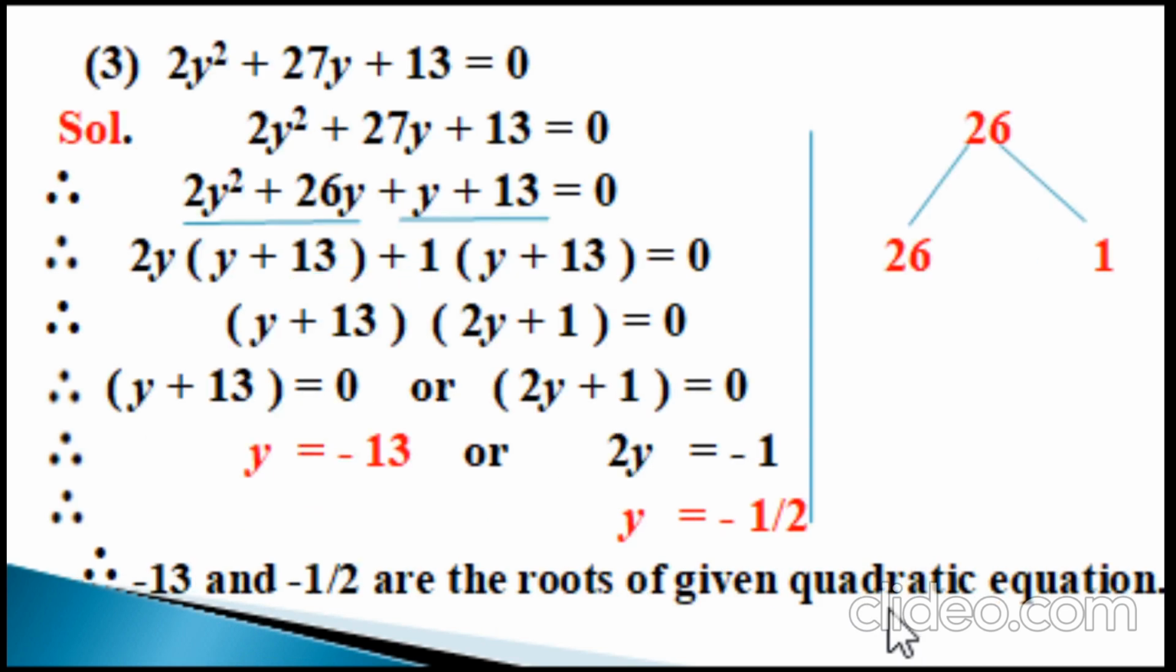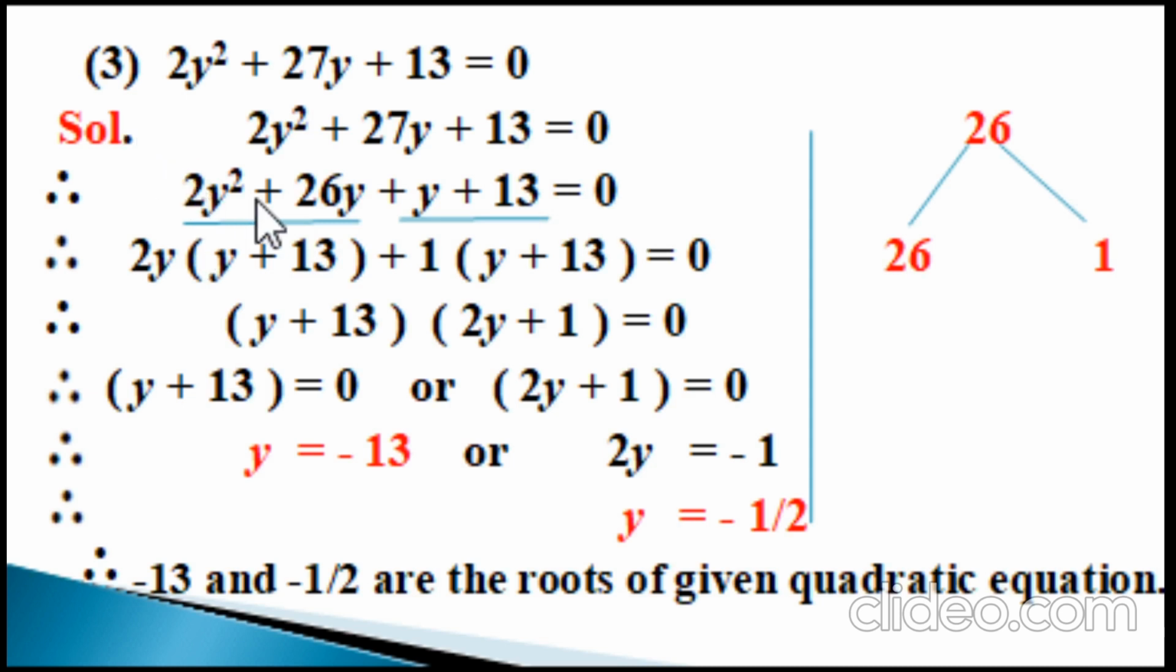Question number 3. 2y square plus 27y plus 13 is equal to 0. Here a is 2 and c is 13. So 13 twos are 26 and the addition will be 27. Therefore the numbers or the factors are 26 and 1. So 2y square plus 26y plus y plus 13 is equal to 0.